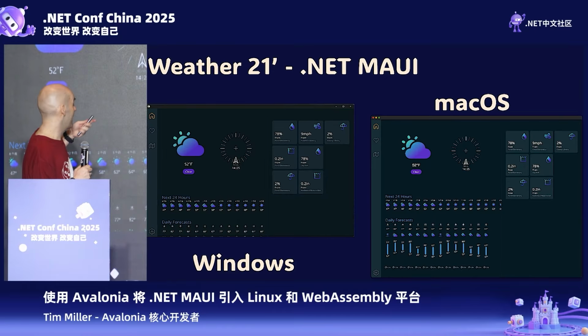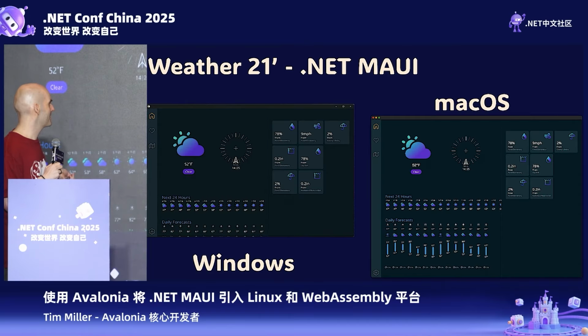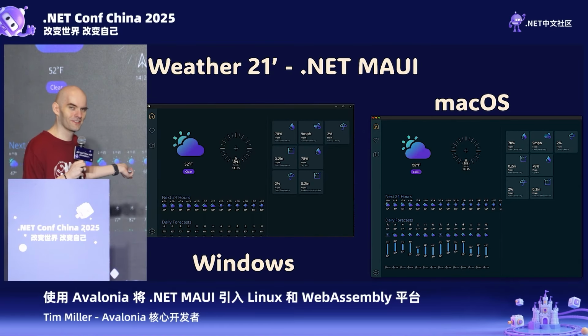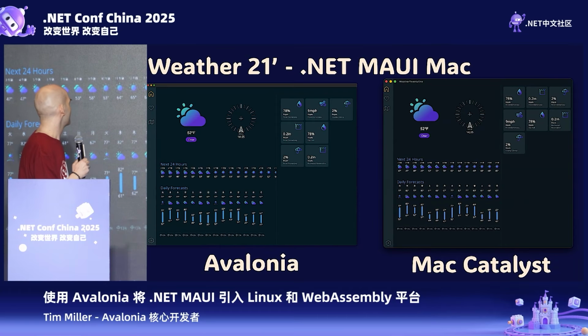It's neat. To get back to it, this is the same app from Avalonia running on Windows and macOS. It's not just Linux or WebAssembly. We can also do this on Windows and macOS too, and it will look essentially exactly the same because it's drawn. To hammer that point home, this is Avalonia running on macOS again.